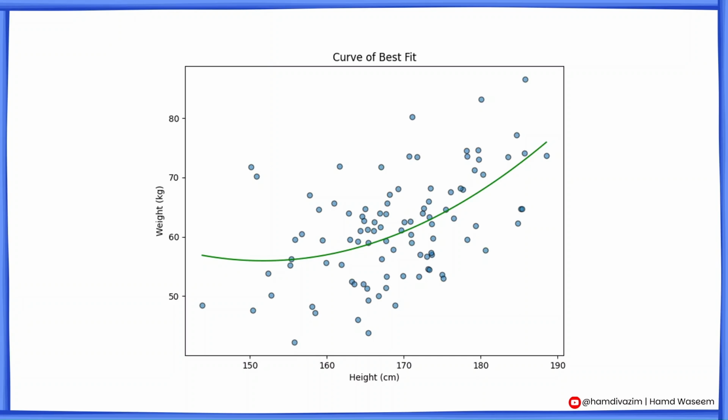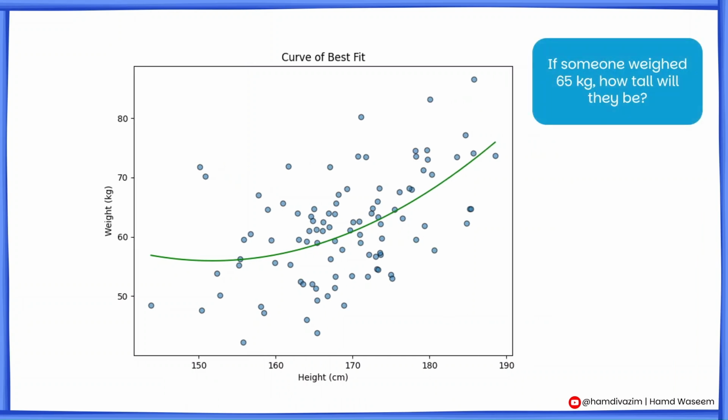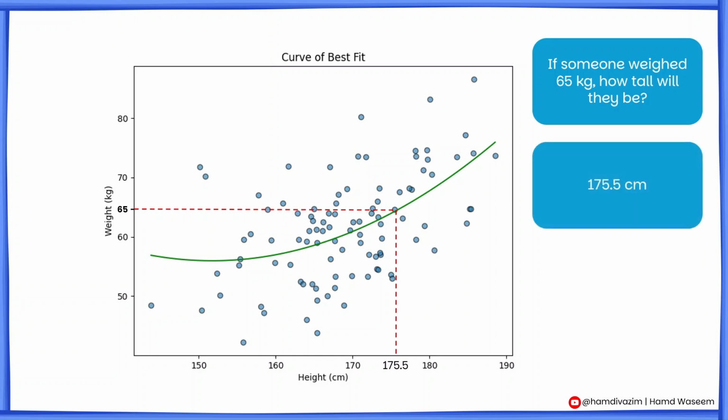So how do we make predictions using this curve? As an example, let's say we wanted to predict how tall someone would be if they weighed 65 kilograms. First, we would find 65 kg on the weight axis. Then we would draw a line out until we hit the curve. Finally, we go down until we hit the height axis, where we can take the reading. And that's our prediction, 175.5 centimeters.